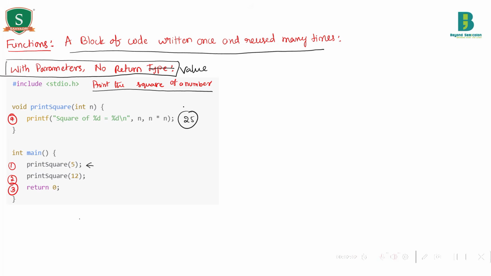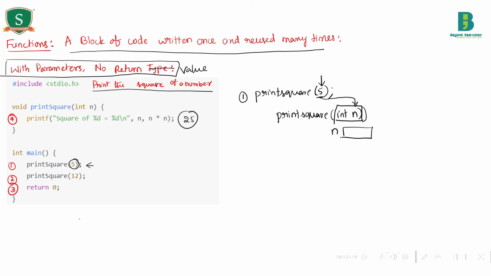Let's trace the program. int main. The first statement itself calls the function printSquare(5). Understand here, 5 is the value that we are passing to the function. When we enter this function, int n is initialized. Now the 5 that we are passing to the function will be directly given to int n. That means n holds the value 5 right now.